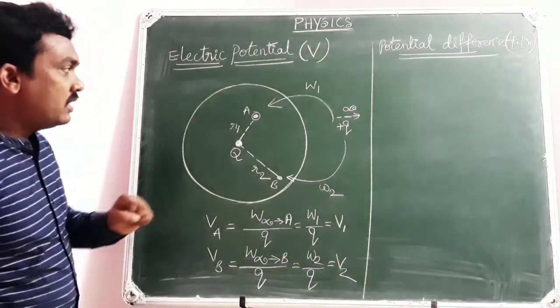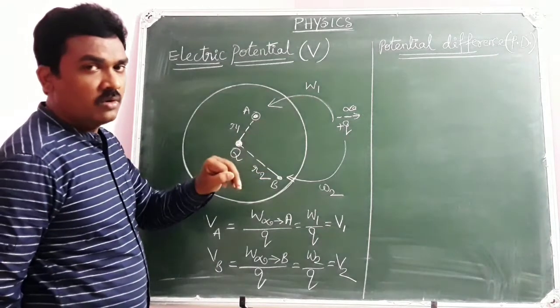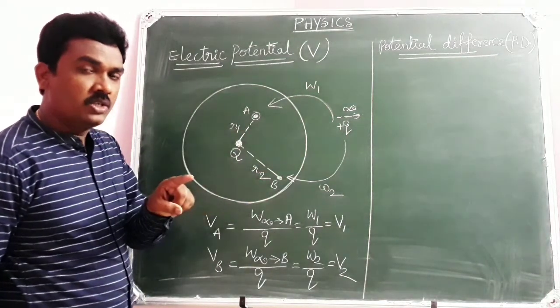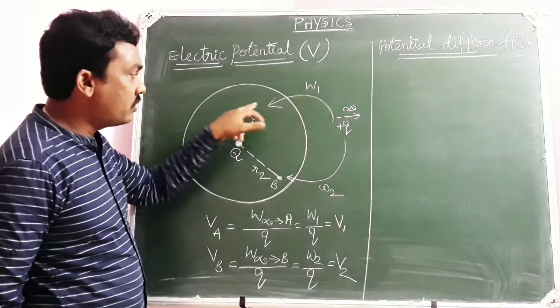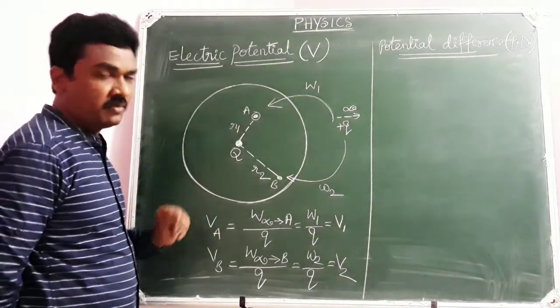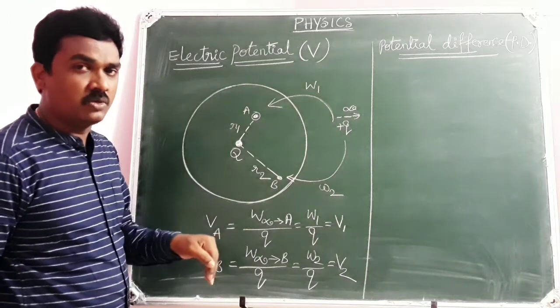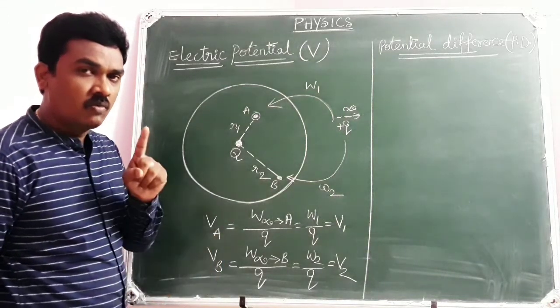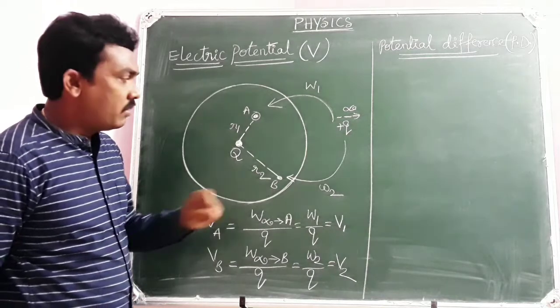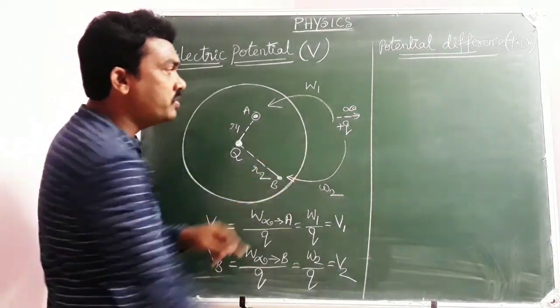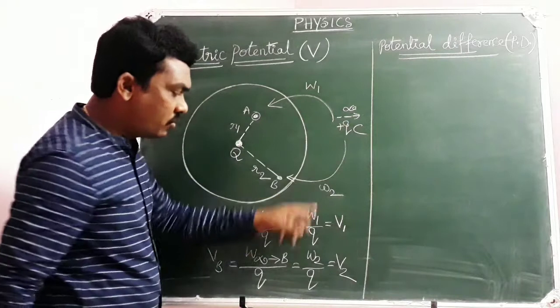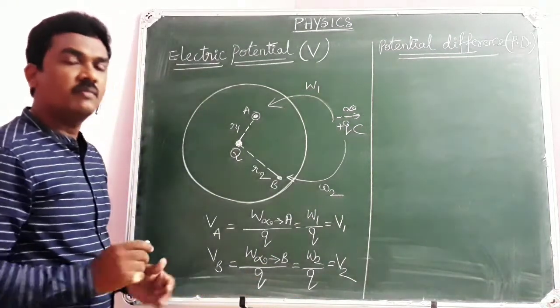You learned the amount of work done per unit positive charge to carry from infinity to A is the potential at A. Similarly, the amount of work done to carry unit positive charge, which means 1 coulomb of positive charge. W2 is the work done for Q coulombs. Then for 1 coulomb, W2 by Q. Hope you got the clarity.